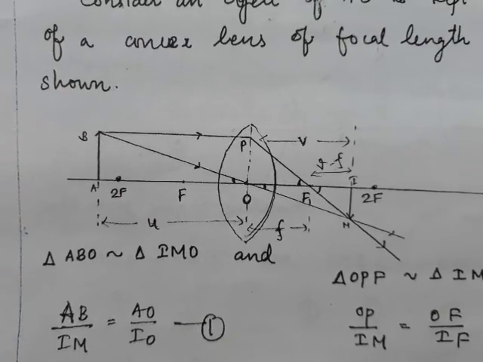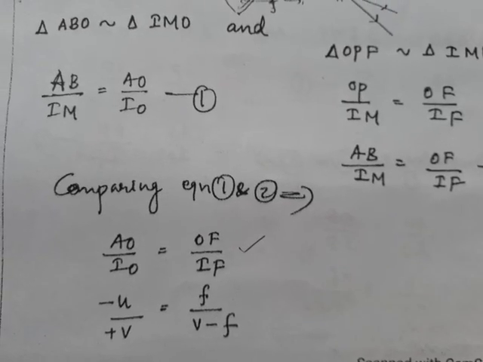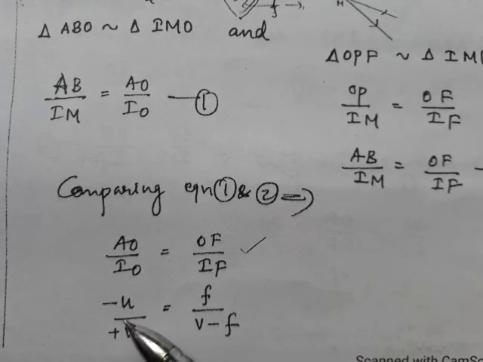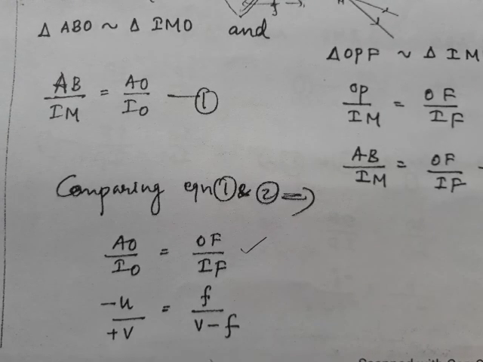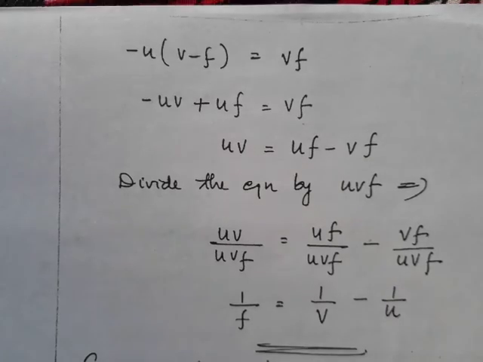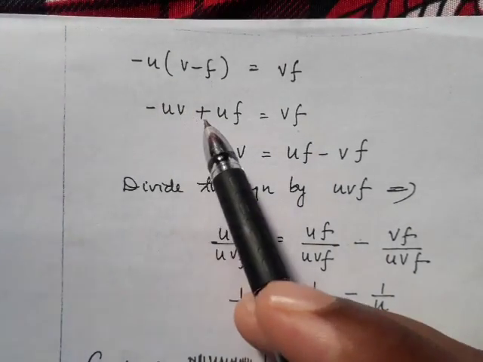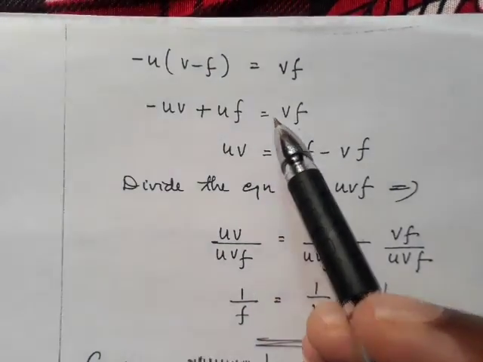That's also positive. Substituting all those, we get a relation AO by IO is equal to OF by IF. We get minus U by V is equal to F by V minus F. Let us cross multiply this. Minus U into V minus F is equal to V into F. So cross multiplying and opening the bracket, minus UV plus UF is equal to VF.